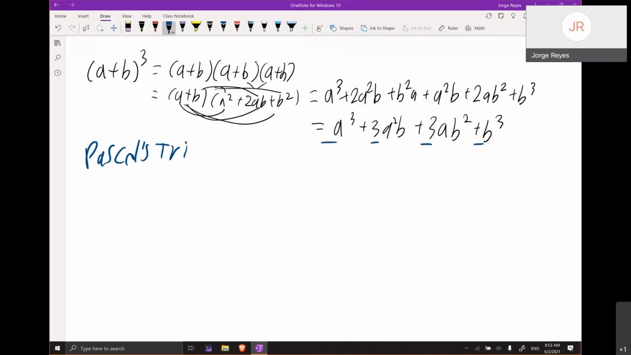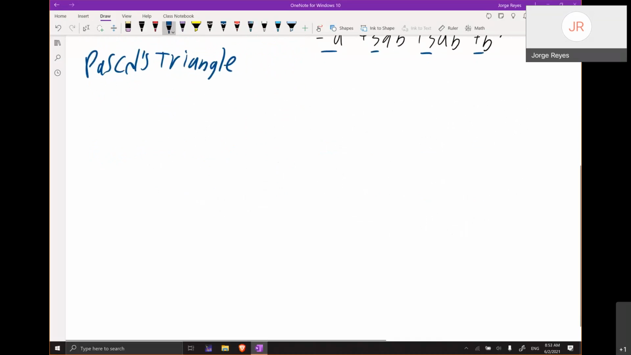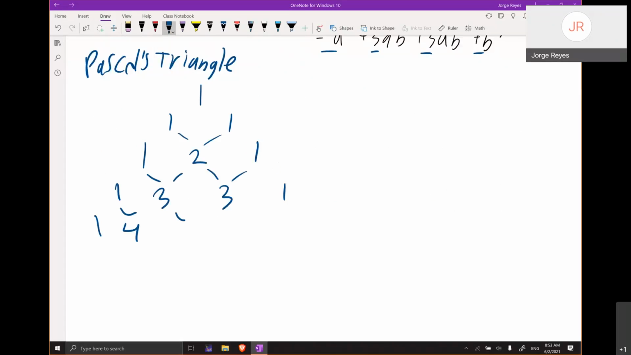So Pascal's triangle, you might have been able to make it before. Okay, you need to know how to. It starts with the 1, and then you put 2 1s, and then you put 1, and then you add these 2 and put 1s. And then you kind of just keep going. Okay, and it goes on forever.